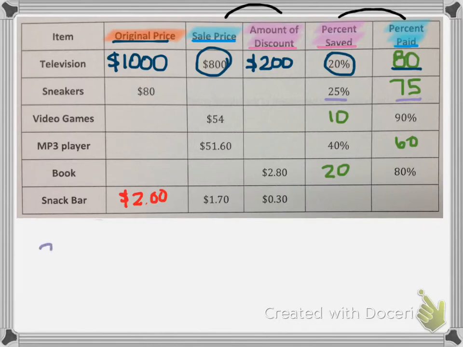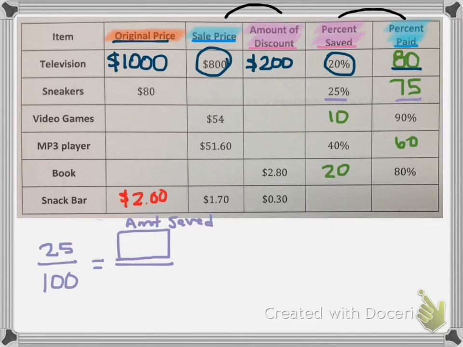So 25% means 25 per 100. And I know that that's percent saved. So I'm going to set that equal to something that will find me the amount saved. This will be the amount saved. Okay, the amount saved, or the amount of discount, and over the total, the whole. And in this case, we know the whole is $80. So that $80 goes there.